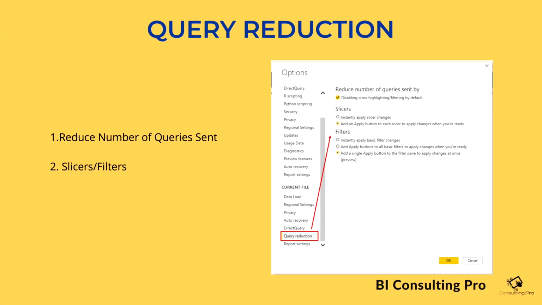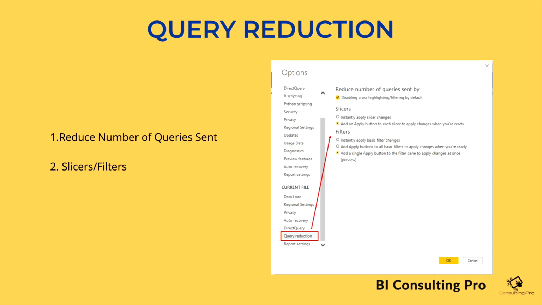Query reduction. Always try to reduce the interaction between the visuals. As soon as you reduce these interactions between the visuals, what would happen? Eventually there would be fewer queries in the Power BI report, and fewer queries means less time consuming, and your report is going to load fast.